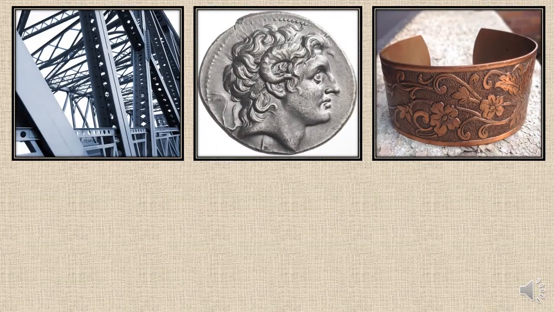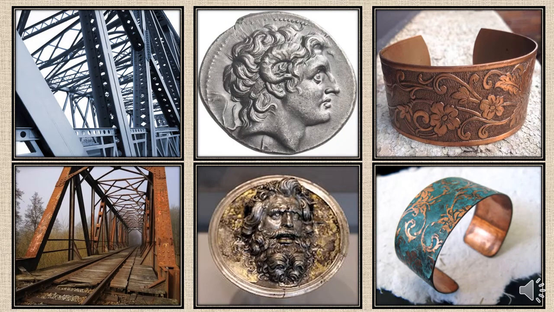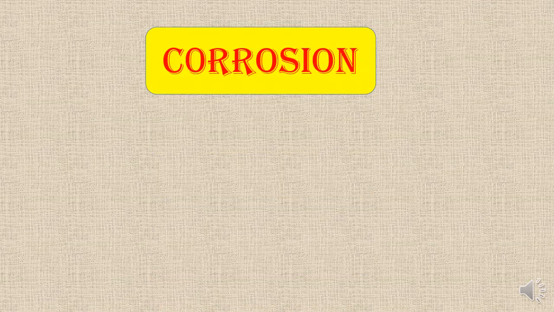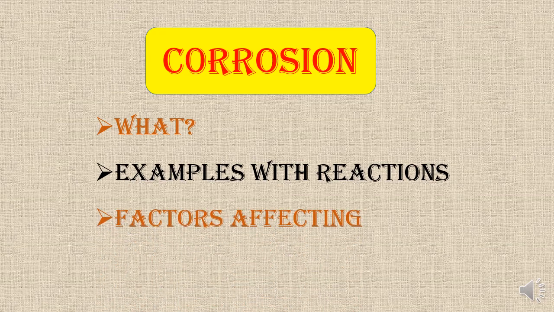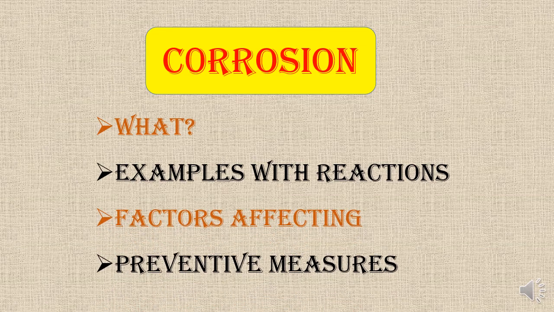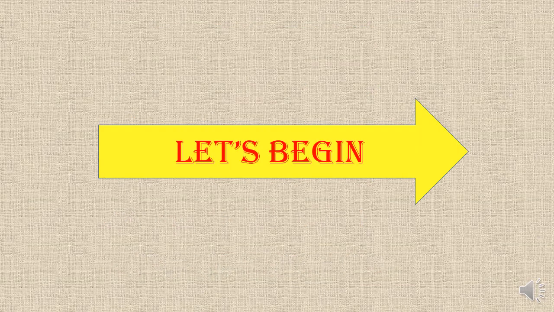You all must have observed that newly bought metal articles appear very shiny, but with the passage of time they get dull and their quality also deteriorates. Why does this happen? This happens because of a spontaneous and irreversible chemical reaction called corrosion. In today's video, we will learn what is corrosion, examples and reactions, factors affecting corrosion, and finally the preventive measures.